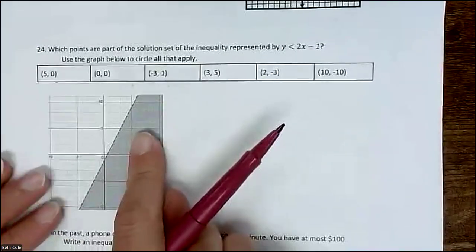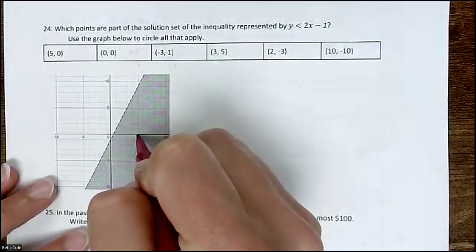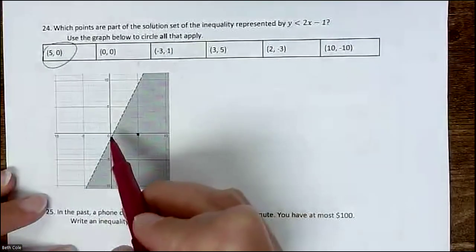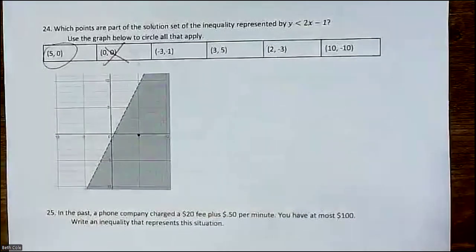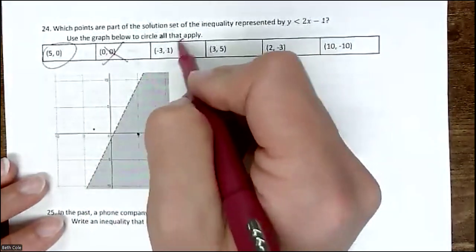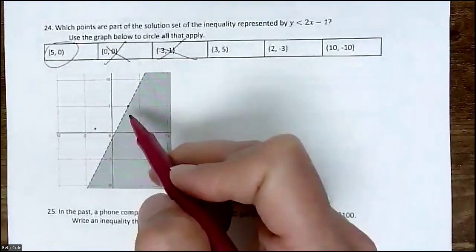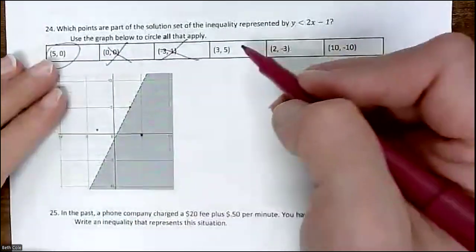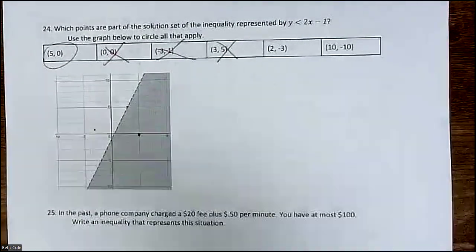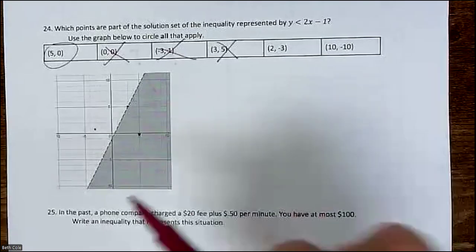Now, this one, they give you the graph. Isn't that nice? We're going to circle all the ones that are answers. So 5, 0, that's right here. What do you think? 5, 0 right there? Yes. If it's in the shaded part, it counts. 0, 0. No. Negative 3, 1 is right here. No. 3, 5. Now that might be on the line. Okay, let's talk about that. 3, 5 is on the line, but it's dotted. Now, if it was solid, it would count. Yes, you want it in the shaded part. And again, if it's a solid line and it's on the line, it counts. But if it's dotted, it doesn't count.